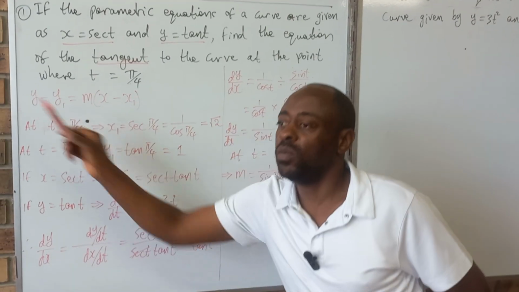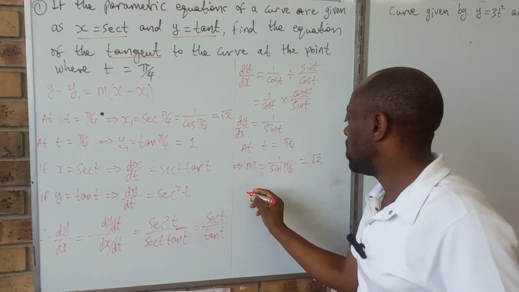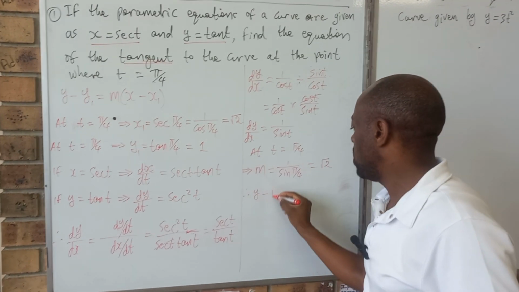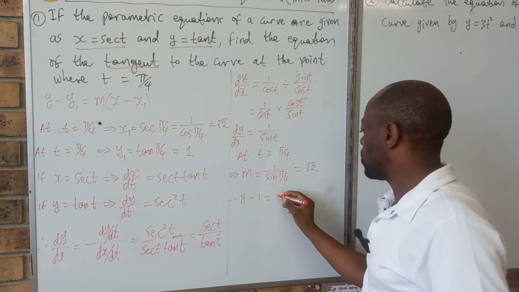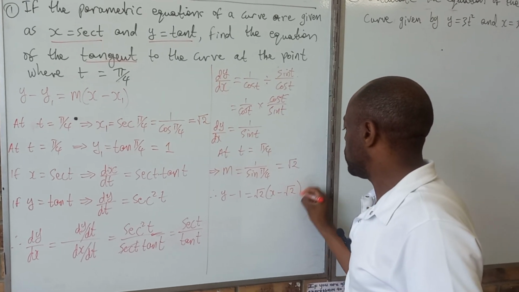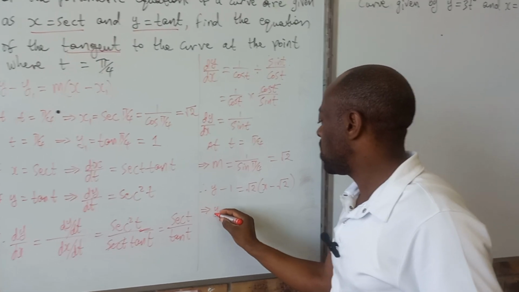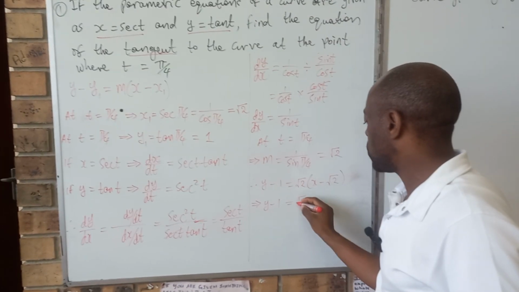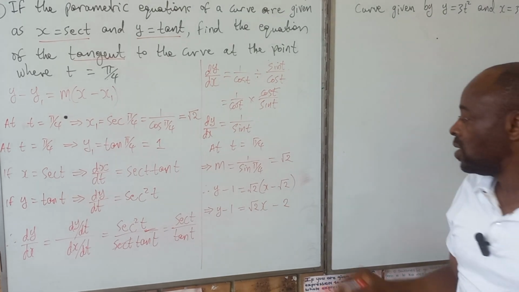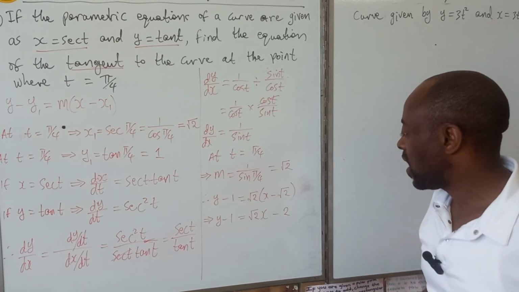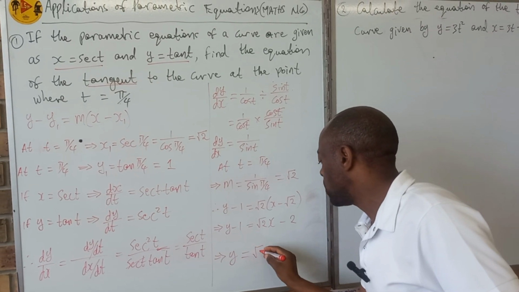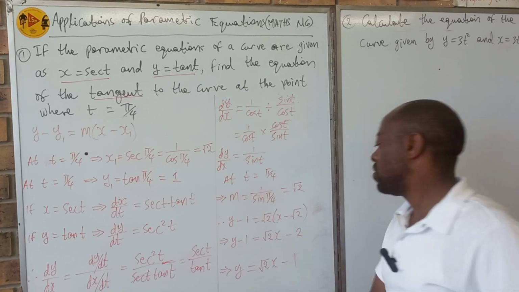So we'll then transfer that information into the equation of a straight line. Therefore, I'm getting y minus y1, our y1 is 1, is equal to our m, which is root 2, into x minus x1, our x1 is another root 2. Then if I open the bracket, I'll get y minus 1 is equal to root 2x minus 2, since root 2 times root 2 is 2. Then this 2 will come to me as a like term, and I'll get 1 minus 2, and that shows that the equation of the tangent to the curve is y equals root 2x minus 1.